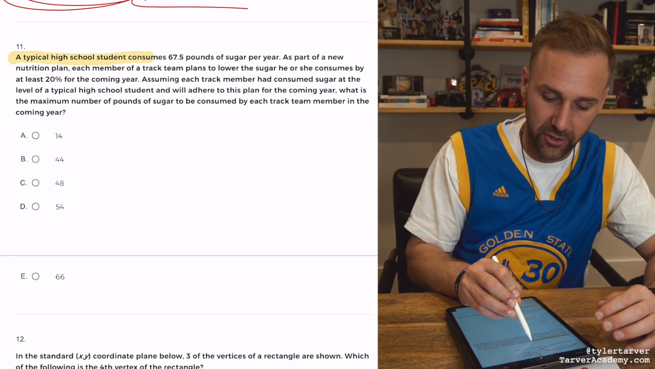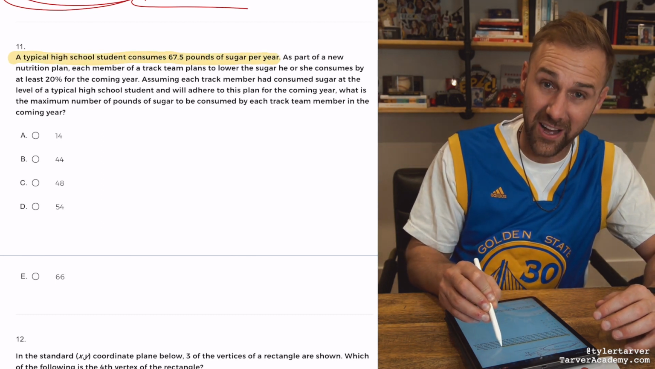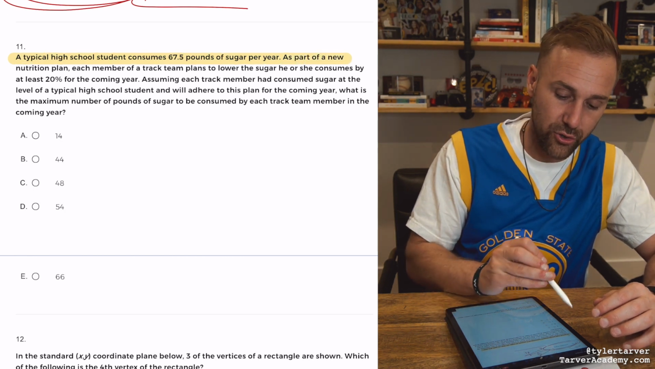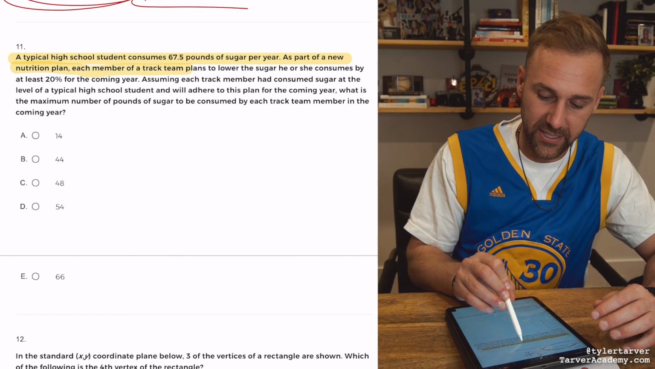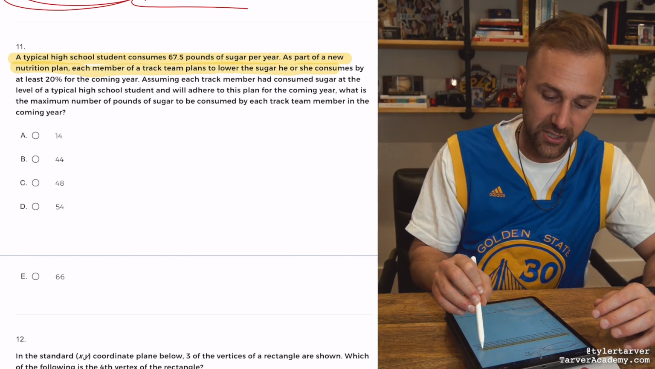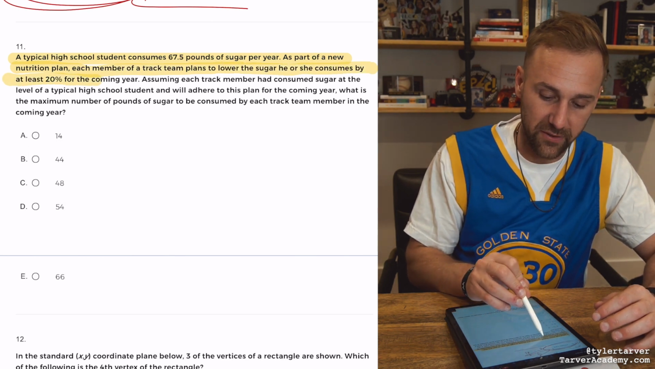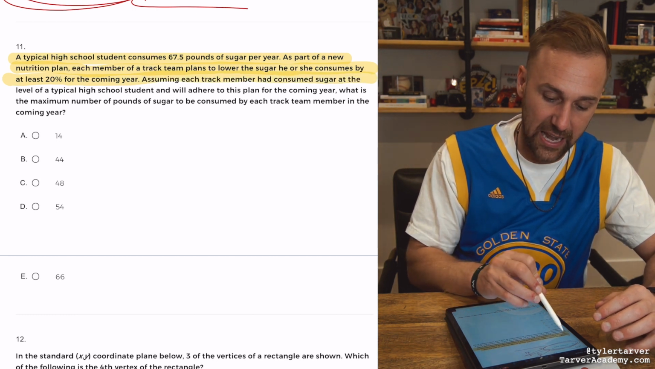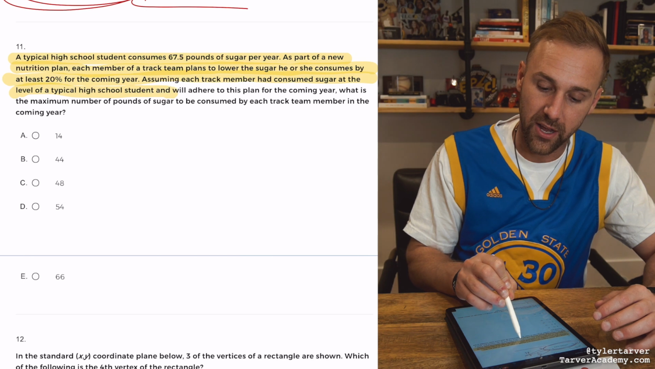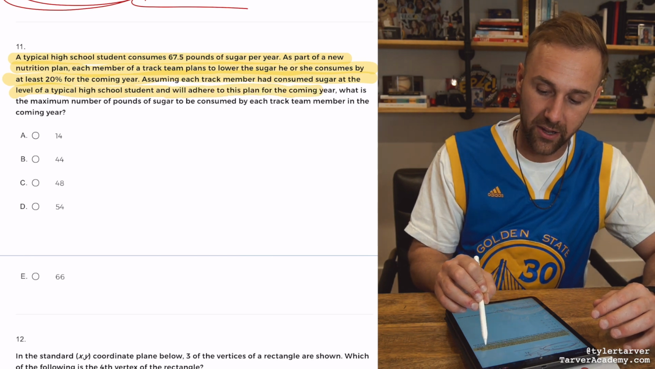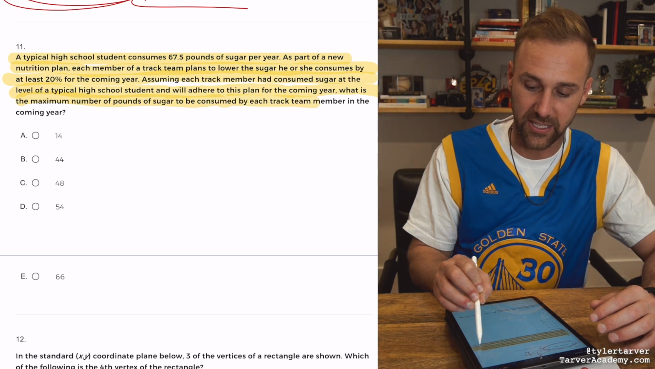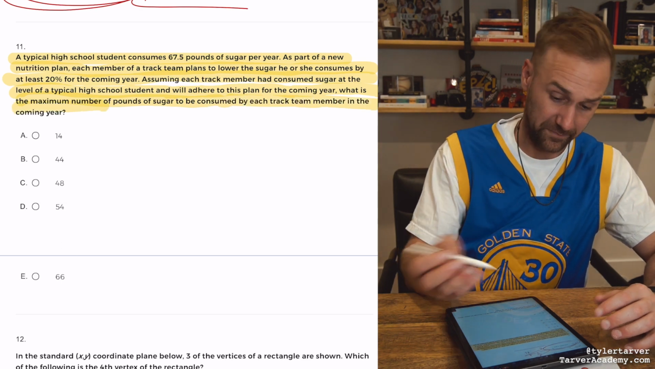A typical high school student consumes 67.5 pounds of sugar per year. That's gross. That's a lot of sugar. As part of a new nutrition plan, each member of a track team plans to lower the sugar he or she consumes by at least 20% for the coming year. Assuming each track member has consumed sugar at the level of a typical high school student, and will adhere to this plan for the coming year, what is the maximum number of pounds of sugar to be consumed by each track team member in the coming year?